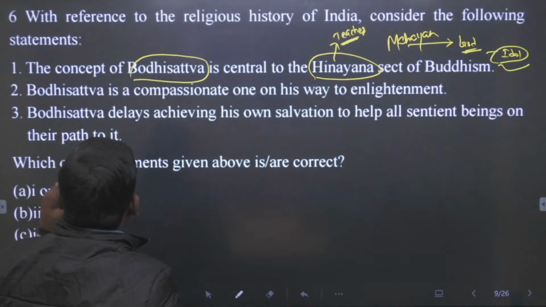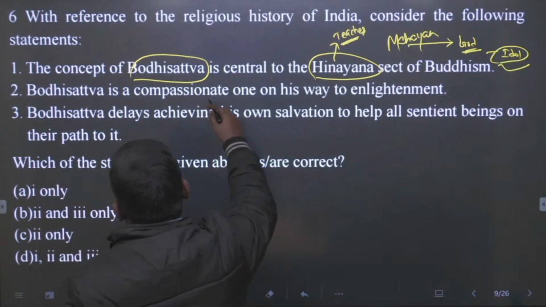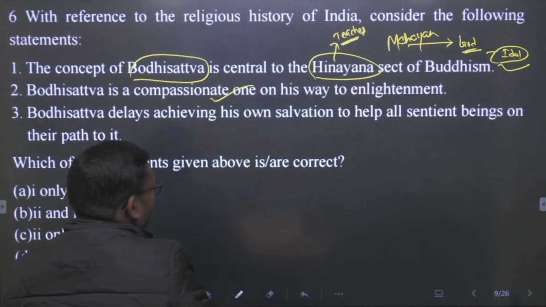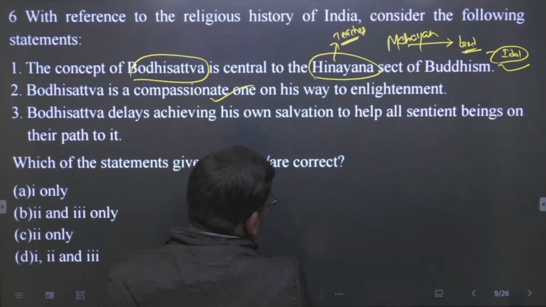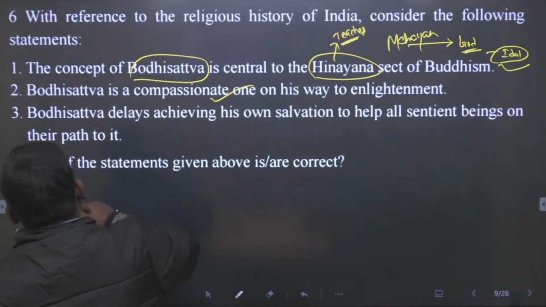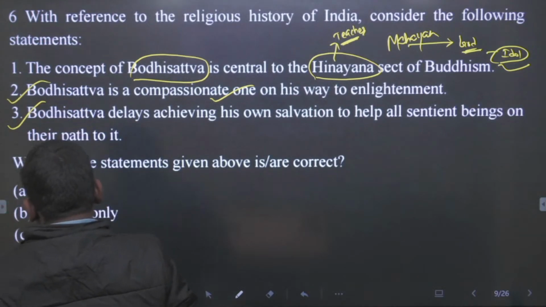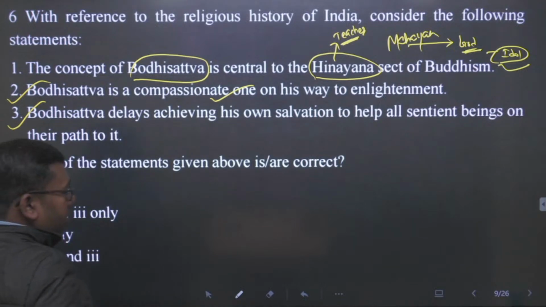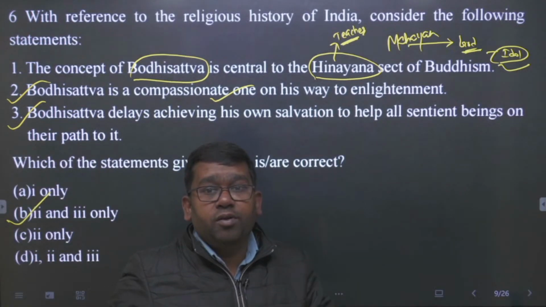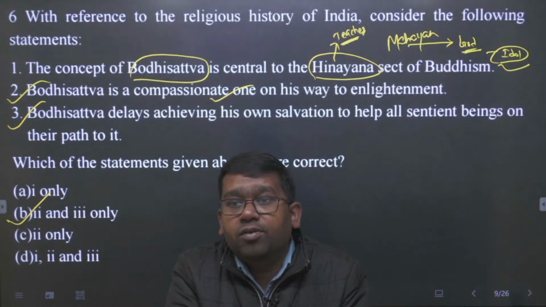Then second, Bodhisattva is a compassionate one on his way to enlightenment. Yes, true. Bodhisattva delays his own salvation to help all sentient beings on their path. Yes, that is the aim and concept. So these two statements will be true. So answer of this question will be 2 and 3. Okay, everyone, got the point? So let us discuss now the next questions. Okay.